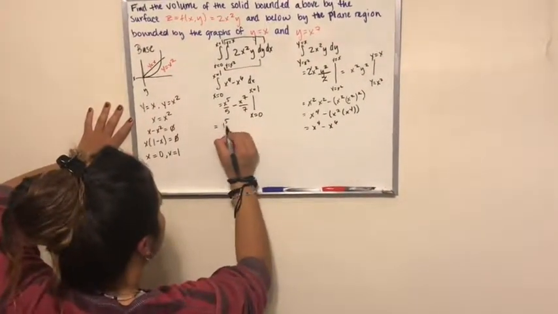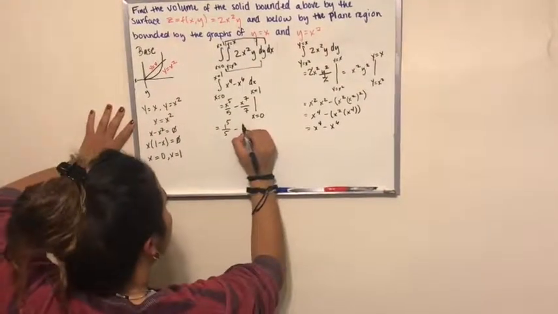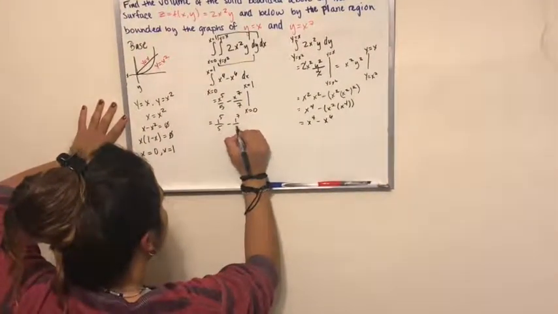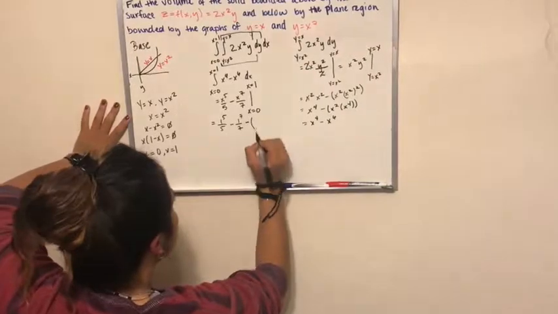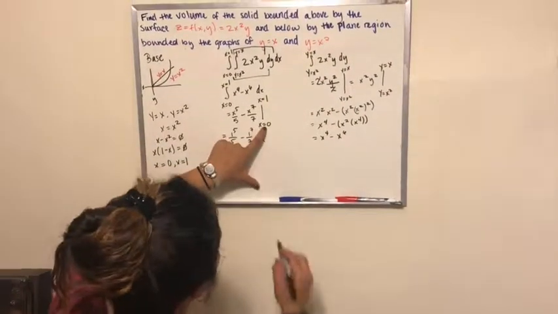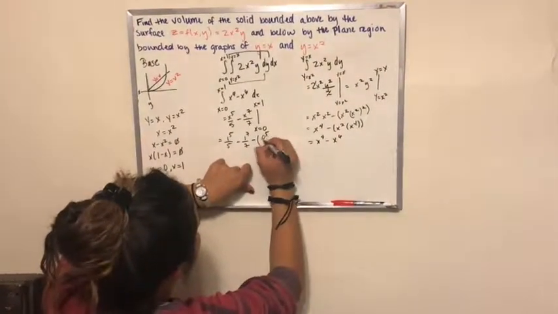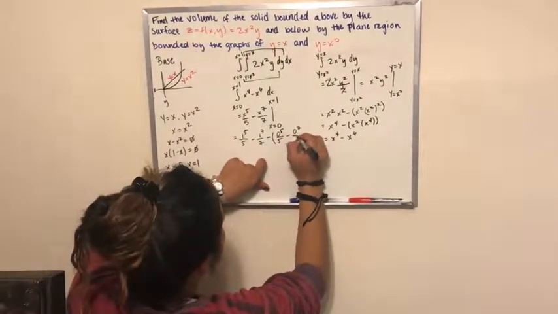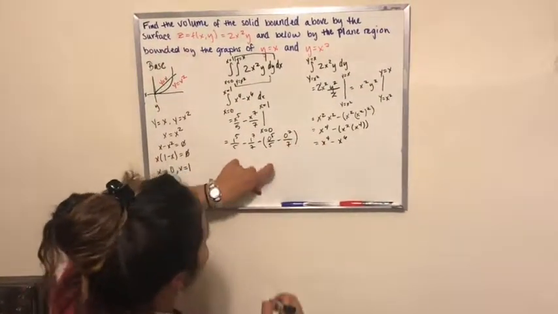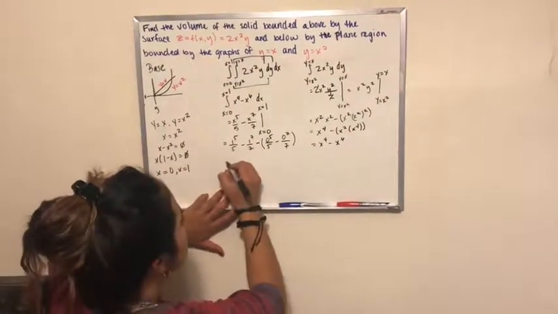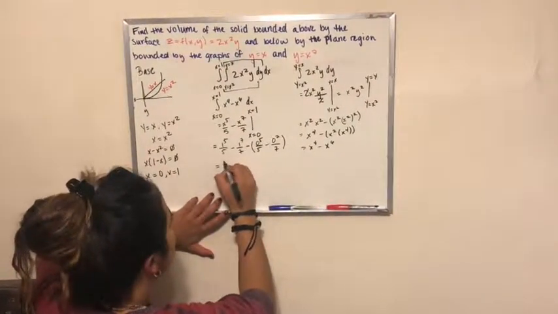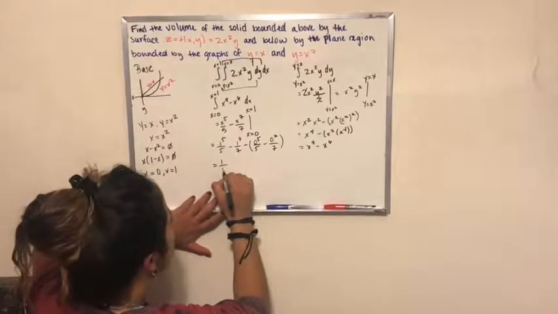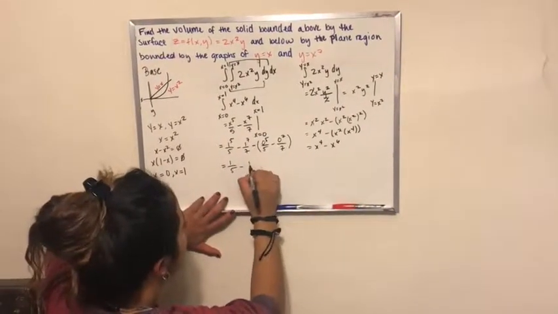It's going to be 1 to the 5th over 5 minus 1 to the 7th over 7, minus the input of the second point, which is 0 to the 5th over 5 minus 0 to the 7th over 7. Clearly this cancels out to 0, so we're just going to rewrite this: 1 over 5 minus 1 over 7.